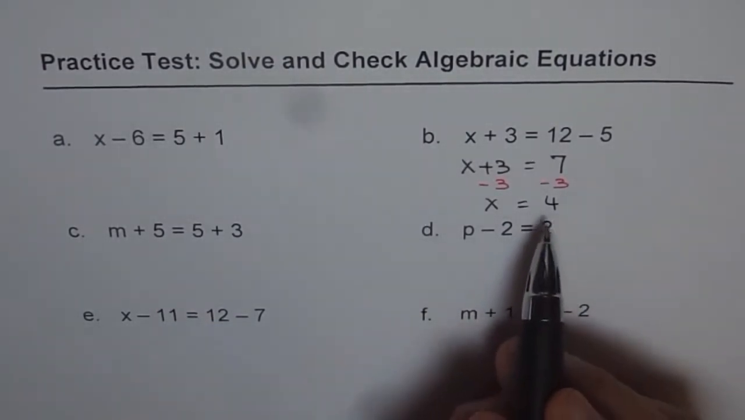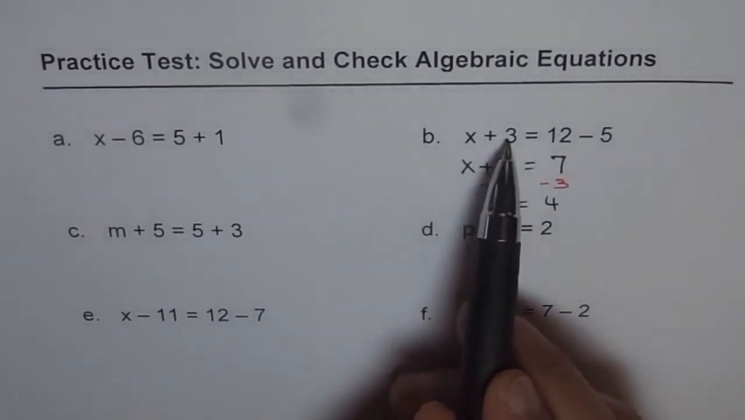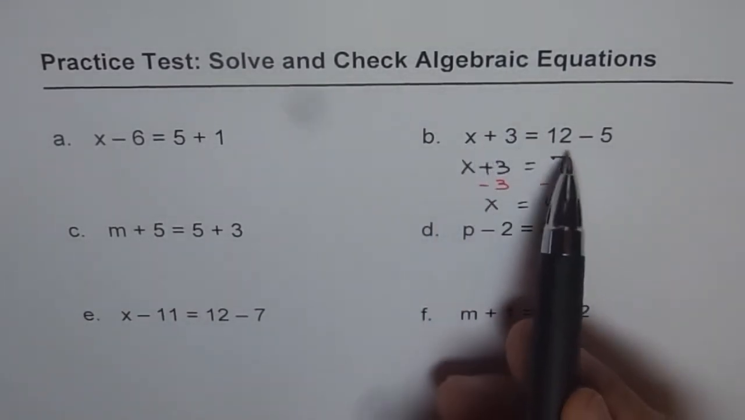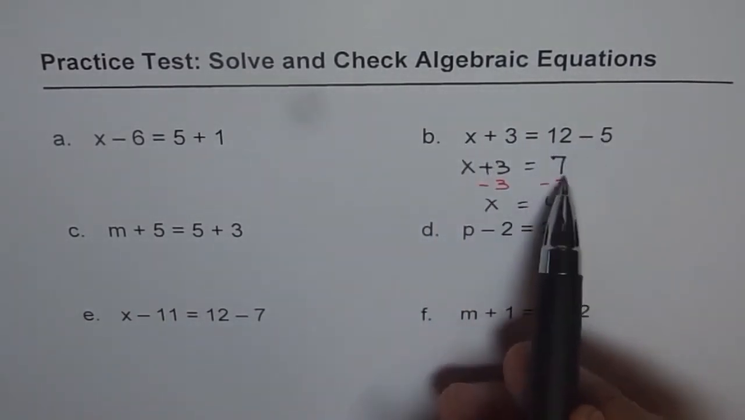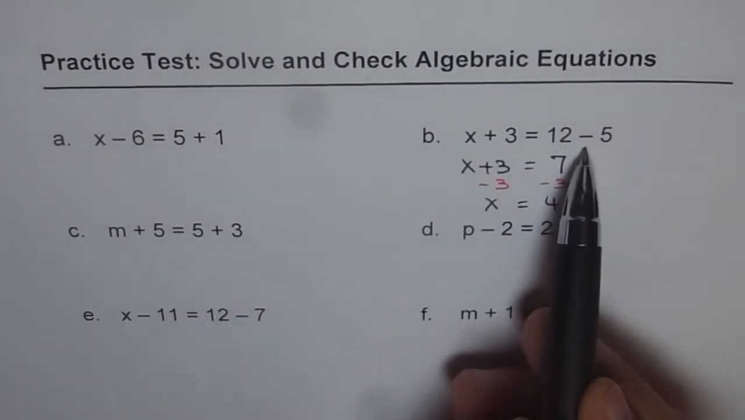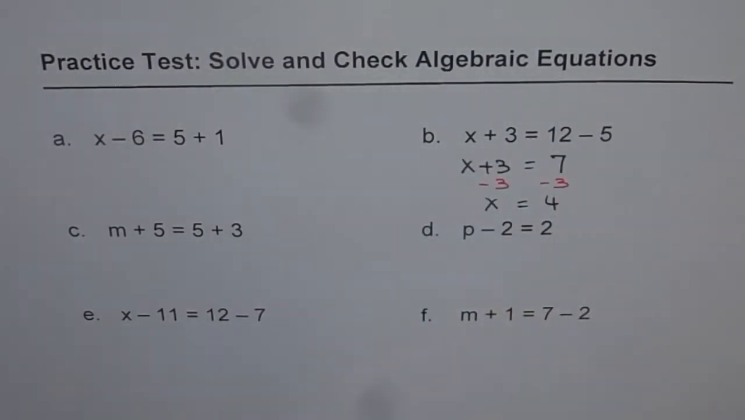Now we can always check our answer. What is 4 plus 3? 4 plus 3 is 7. That is equal to 12 minus 5. So we have left side equals right side. Since left side equals right side, we have checked that our solution is correct, okay? Let me take one more for you.